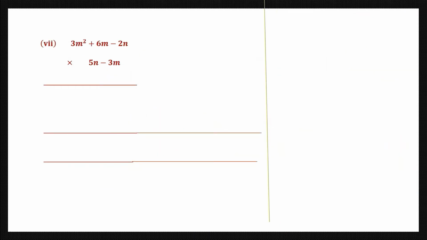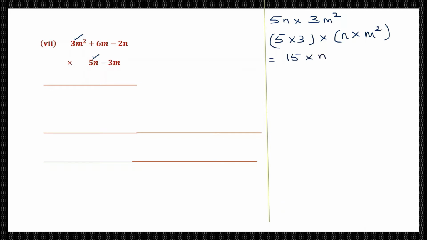Question 7. So let's multiply first 5n with 3m squared. So 5n into 3m squared. So that is 5 into 3 into n into m squared. So 5 3s are 15 into n into m squared. No change there. So this is 15nm squared. So let's write that down. 15 nm squared.